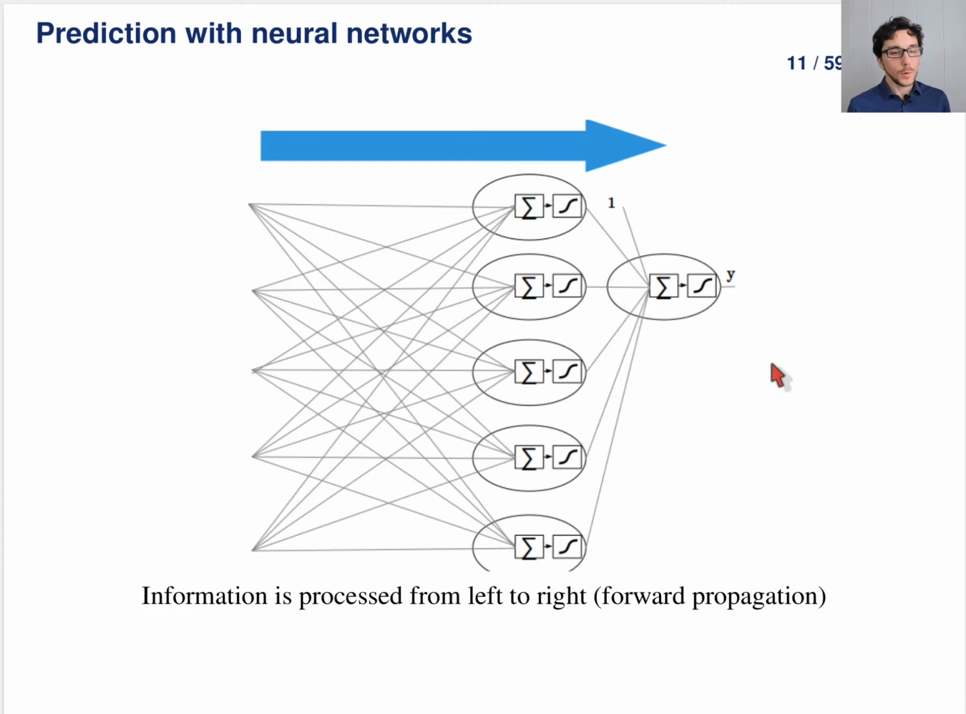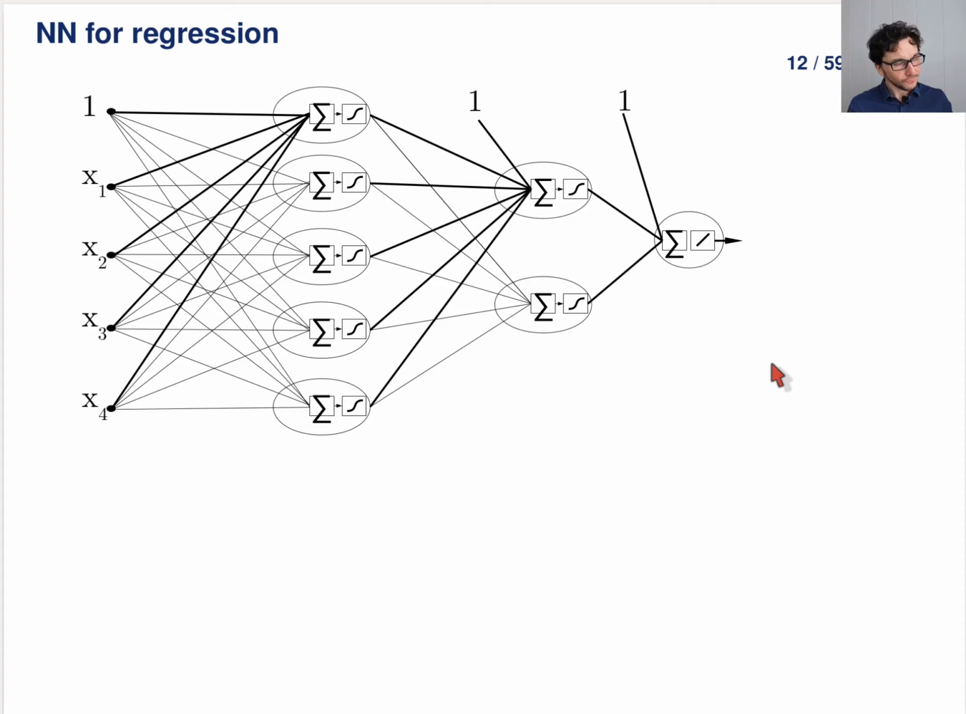We will now see how to use neural networks for predictions or inferences, and then we will see how to train them. You will see that during prediction the information goes from left to right, and we talk about forward propagation, while during training the information goes from right to left, and we talk about back propagation. But you will understand these terms later.